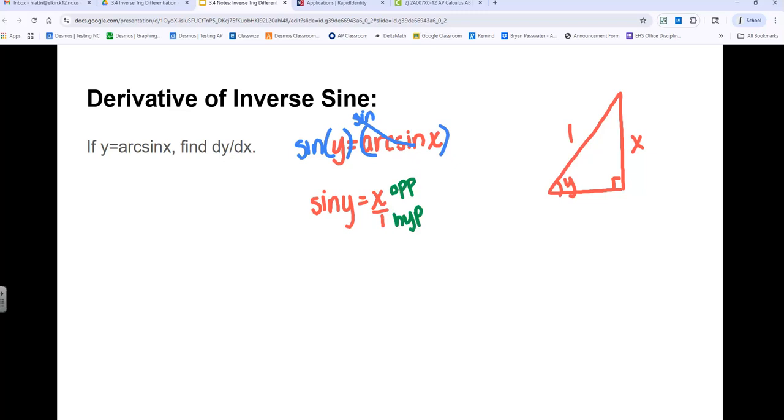So now I can take the derivative of this actually very easily. What's the derivative of sine of y? Cosine of y dy dx, because it has a y with it, so I got to take that derivative there. And what is the derivative of x? 1. Okay, so if I want to solve that, I just divide by cosine y, dy dx equals 1 over cosine of y.